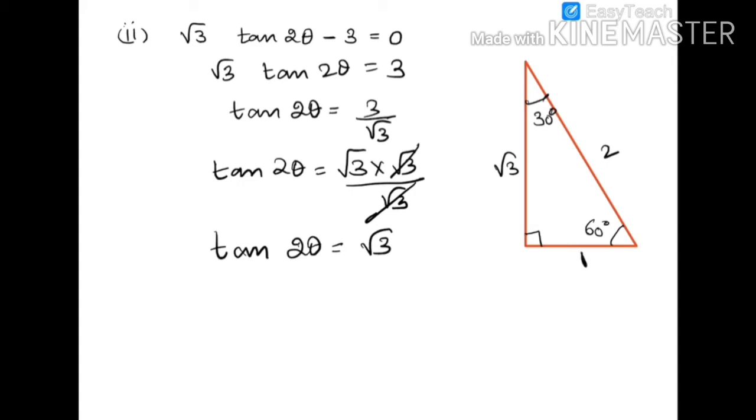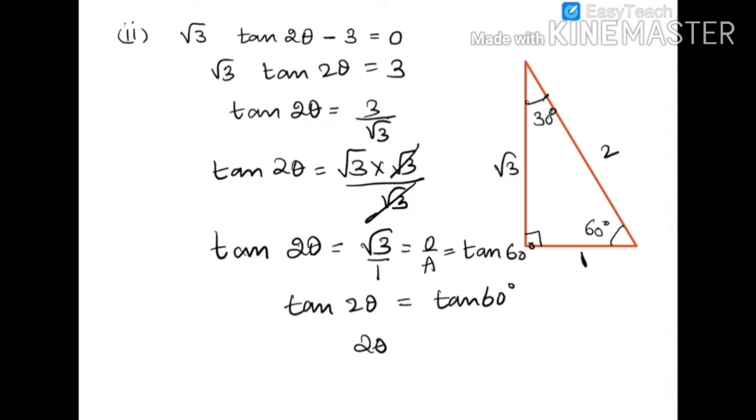So root 3 upon 1 has to be opposite upon adjacent so that I can write it as tan of an angle. So root 3 is opposite to 60 degree, adjacent is 1. That means this ratio is equal to tan 60 degrees. So tan 2 theta is equal to tan 60 degrees. This implies their angles are equal. So 2 theta equal to 60 degrees, or theta is equal to 30 degrees.